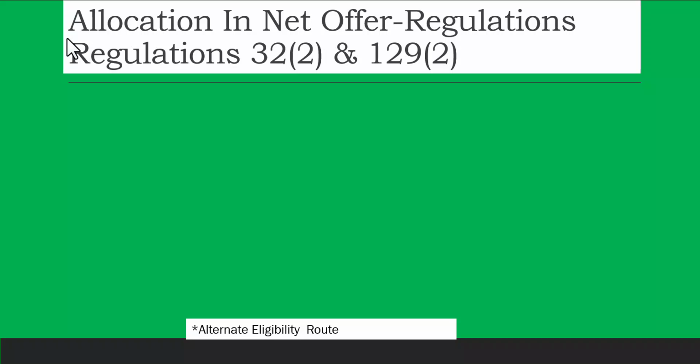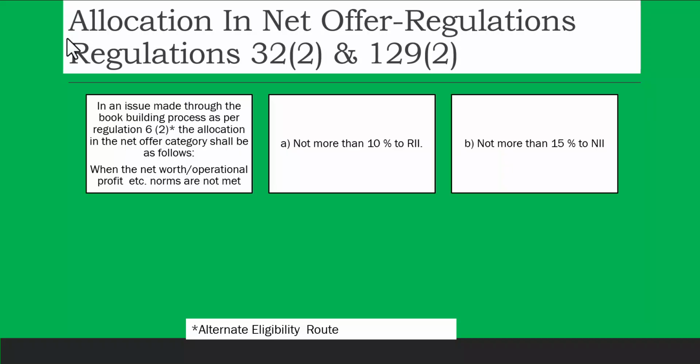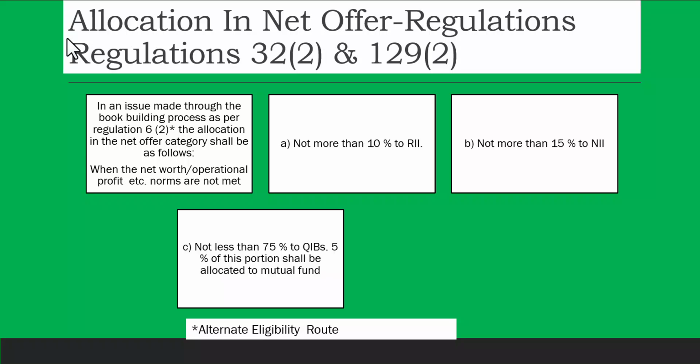Within the category, the pro rata will be given. You're right. So then regulation number 6(2): this is the alternate eligibility route where the company is not profitable. Okay, it's loss making or something like that. Not more than 10% to RIs. Not more than 15%, not less than 75% to QIBs.